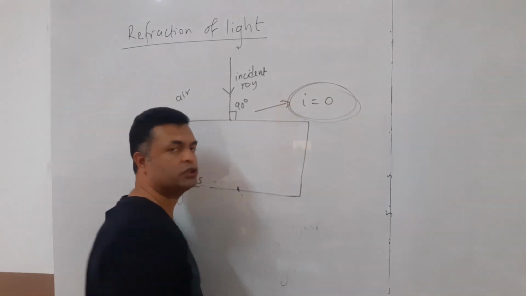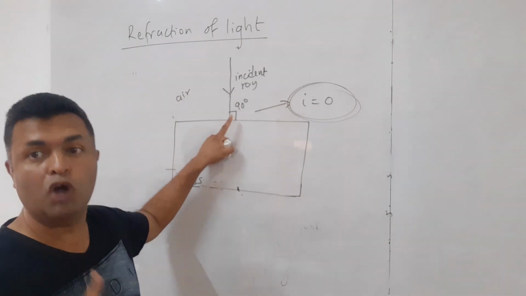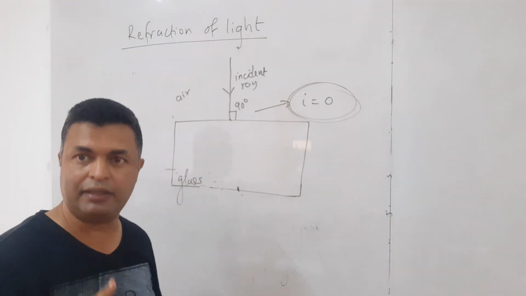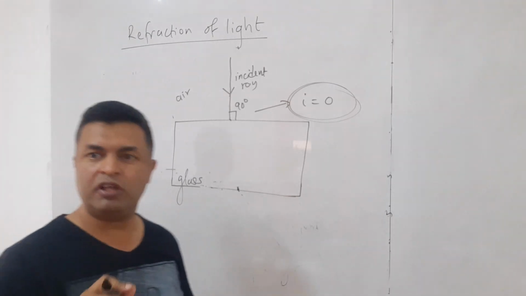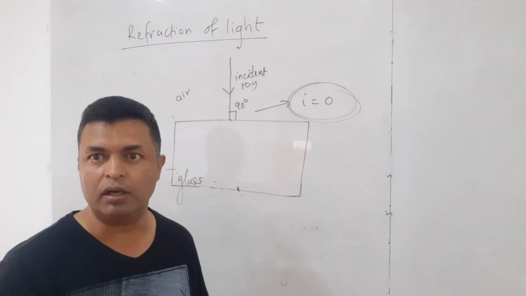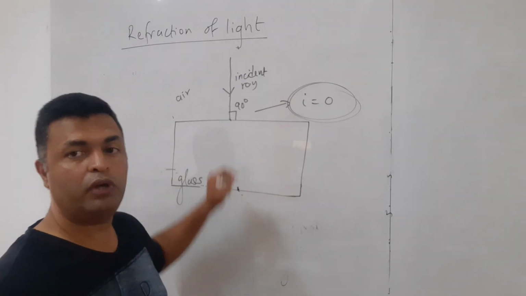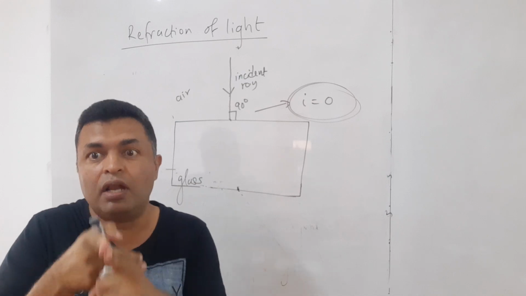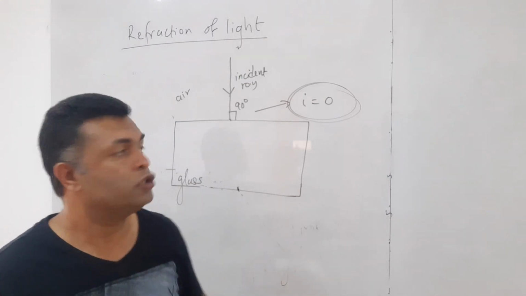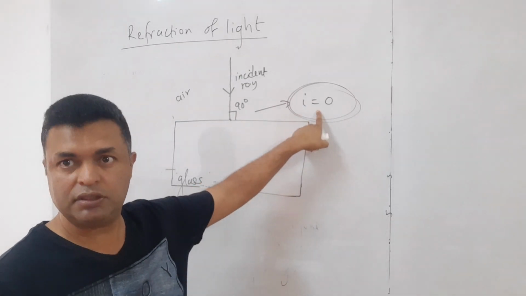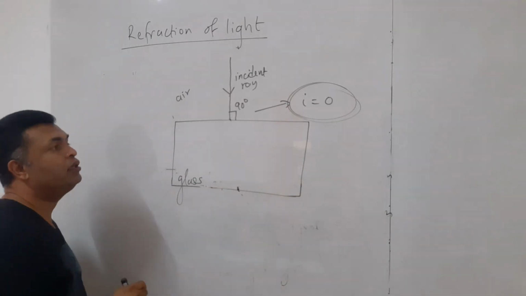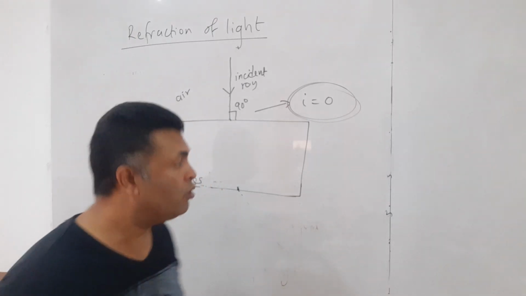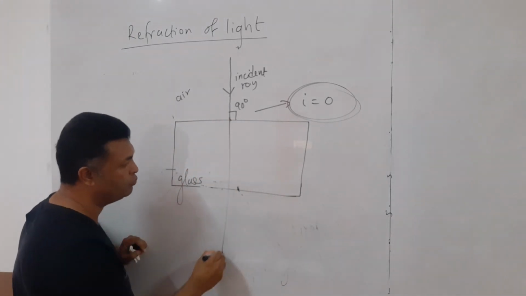Be careful with this. The angle of incidence is not 90 degrees. The angle of incidence is 0 degrees, because the incident angle is taken from the incident ray and the normal. But now here, the incident ray and the normal lie on the same line. If they lie on the same line, there will be no angle. So the angle of incidence is 0 degrees. Now, when the angle of incidence is 0, there will be no refraction. So the ray of light passes straight through the glass block.